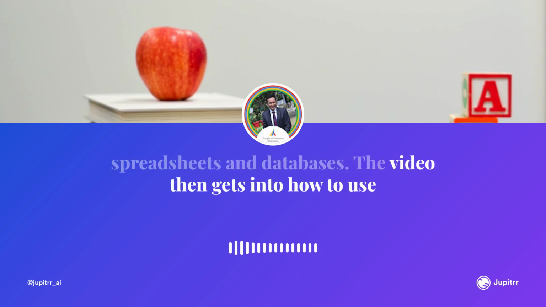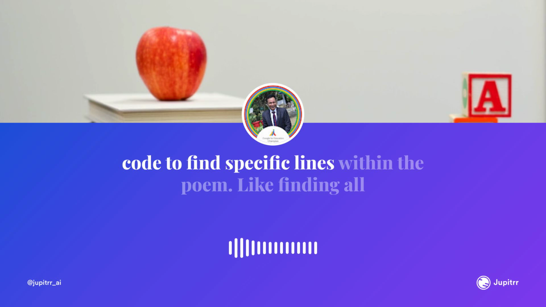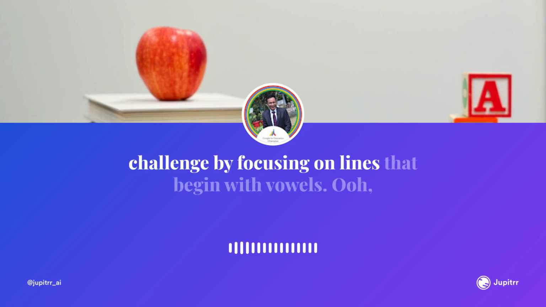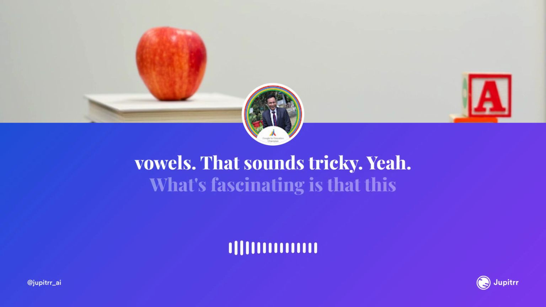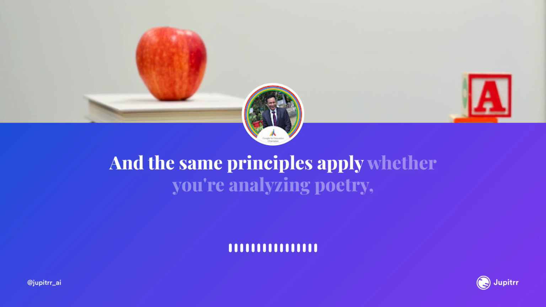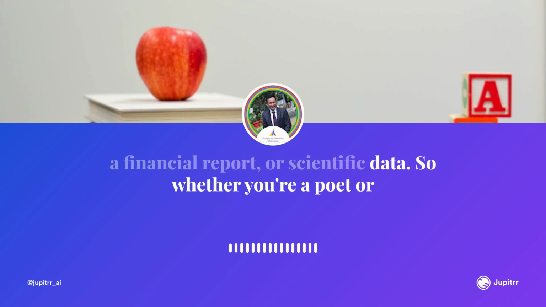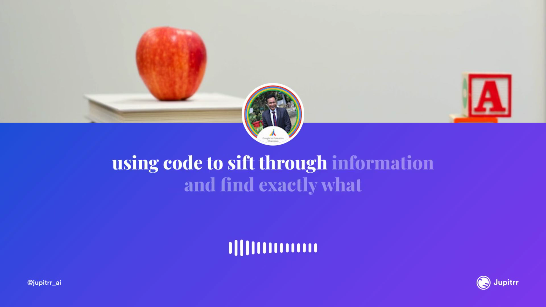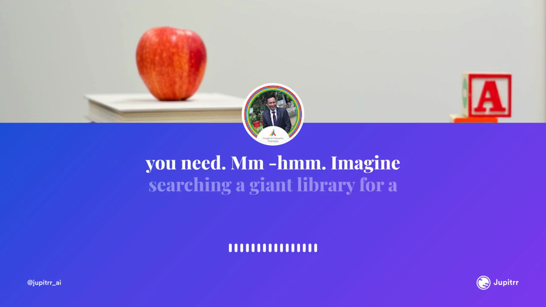The video then gets into how to use code to find specific lines within the poem, like finding all the lines that start with a specific letter. They even up the challenge by focusing on lines that begin with vowels. That sounds tricky. What's fascinating is that this is a basic example of data processing and analysis. The same principles apply whether you're analyzing poetry, a financial report, or scientific data. Whether you're a poet or a scientist, these core concepts are super valuable. It's about using code to sift through information and find exactly what you need.